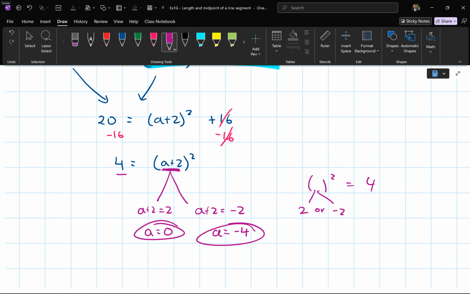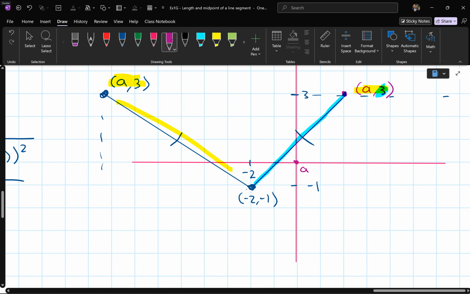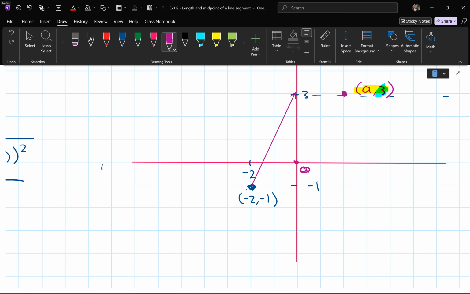So obviously there are 2 points, which goes back to my idea before: A could be 0, so you had (0, 3). This line here should be equivalent to the other line, which is (-4, 3). These two lines must be equivalent as an isosceles triangle, which makes sense. It's 2 units across to get to 0, and then 2 units across to get to -4, and the height is exactly the same. So it is an isosceles triangle there, and that's the logic.